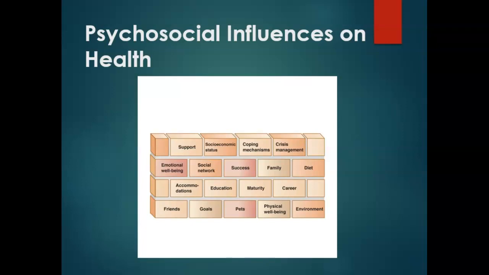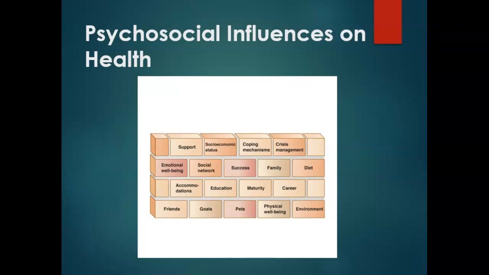So here's a box of psychosocial influences on health. What is the person's socioeconomic status? What type of support systems does one have? What are some coping mechanisms that a person uses? What kind of crisis management system does the person have beyond those coping skills? What type of emotional well-being does this person have? What is the person's social network? Do they actually get out and interact with people, or do they strictly just do Facebook? Has the person had success? And what type of success?